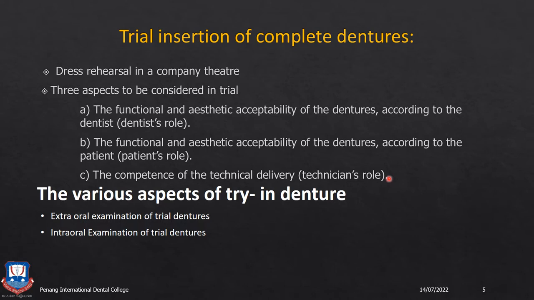Various aspects are: first, we examine the denture extraorally, that is the trial denture or the wax setup of the denture is examined before placement in the patient's mouth. And the next is the intraoral examination of the trial dentures, that is you verify the aesthetics, you verify the periphery borders of the denture, you verify the centric relationship, centric occlusion, you verify the vertical dimension of occlusion and rest, and finally you also verify the phonetics, that is the patient's speech is not impeded.